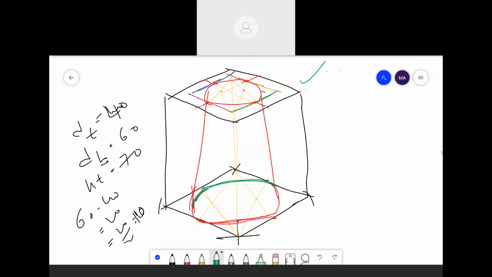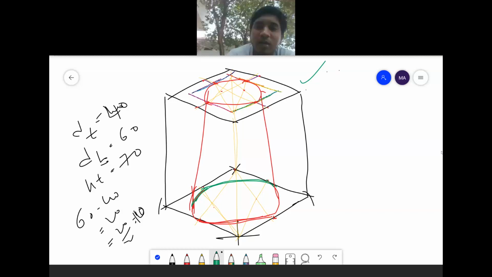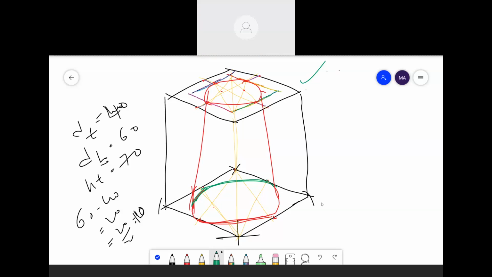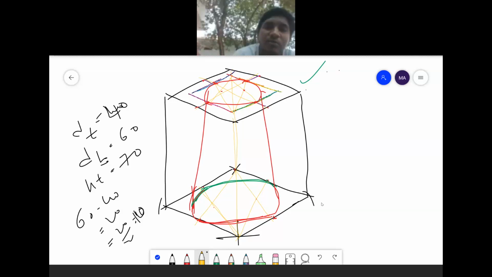Okay, first you know how to draw this black square. Is it clear? Yes sir. Black square. After that, you are marking the center points. Center points marked. You know how to mark the center points? Yes.